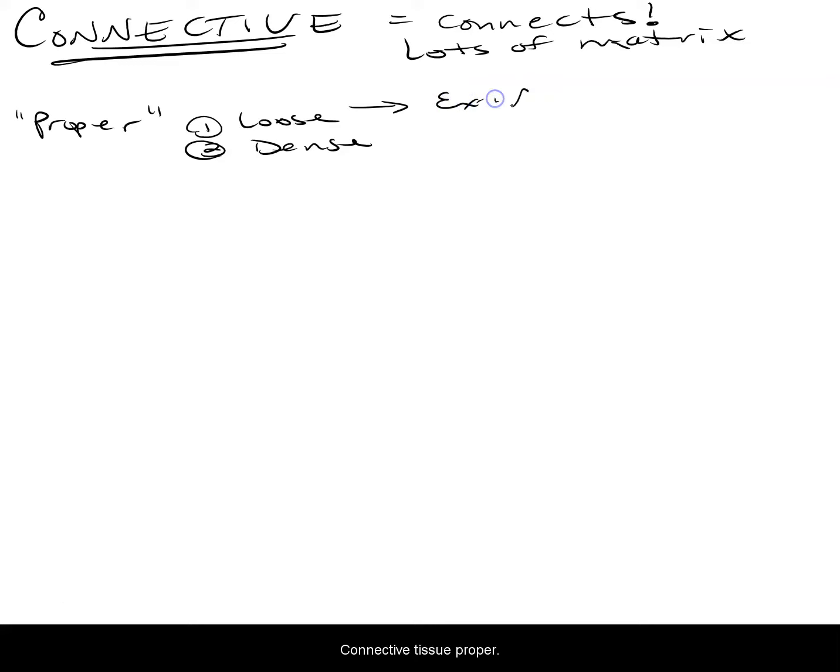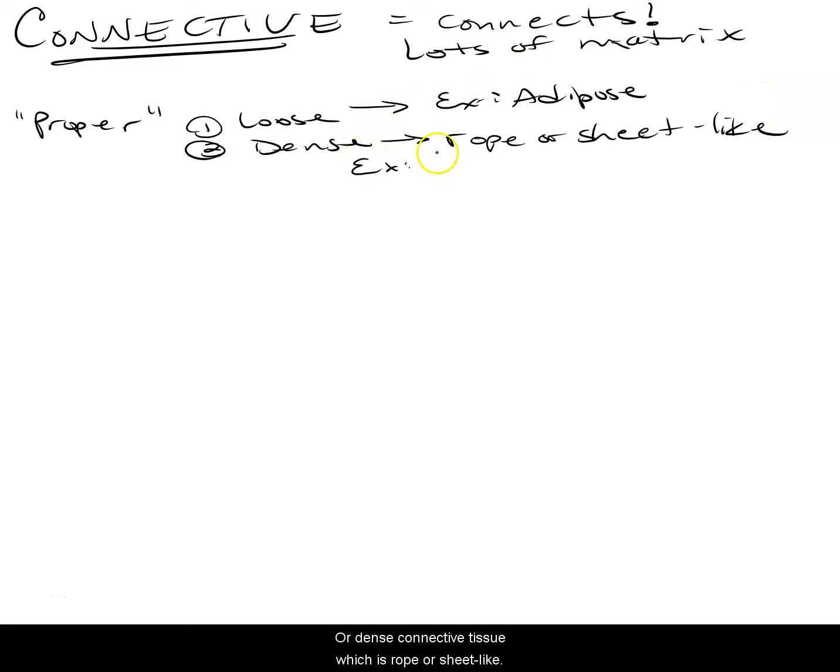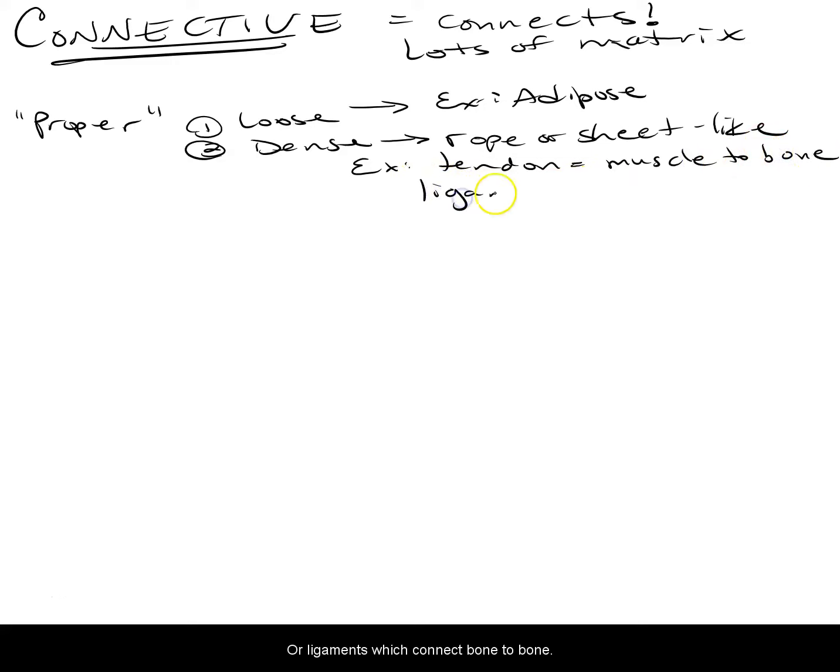We have connective tissue proper, and we can break that down into loose or dense connective tissue proper. A good example of loose would be adipose or fat tissue, which stores long-term energy stores. Or dense connective tissue, which is rope or sheet-like, and those would include things like tendons, which connect muscle to bone, or ligaments, which connect bone to bone.